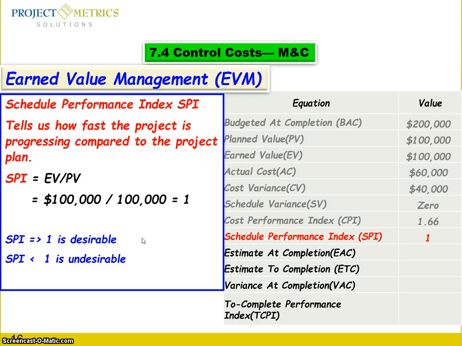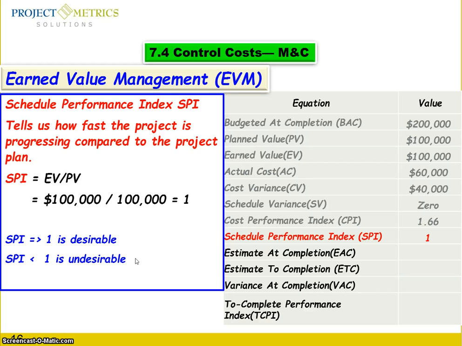Now let's talk about the schedule. What does your schedule look like? The schedule in this case tells me how fast the project is progressing compared to the project plan. So schedule performance index equals earned value divided by planned value. You plug in the numbers and came up with 1. So if the schedule performance index is equal to or higher than 1, it is good. If it is less than 1, it's not good. If it is higher than or equal to 1, it means that you are ahead of your schedule. If it is less than 1, you are behind your schedule.